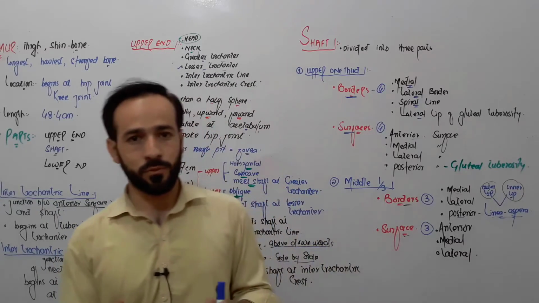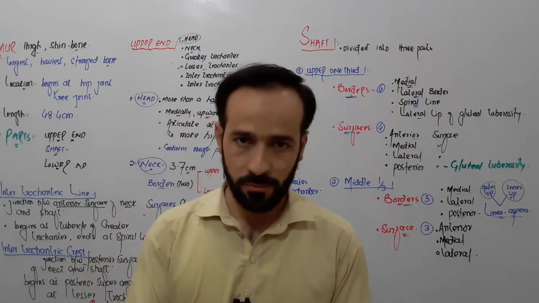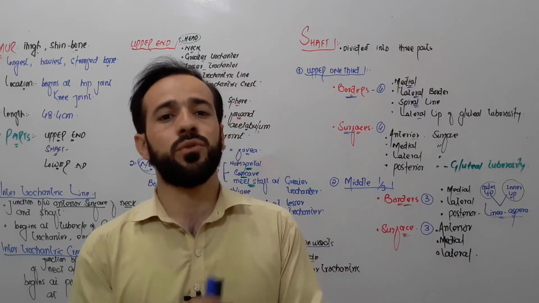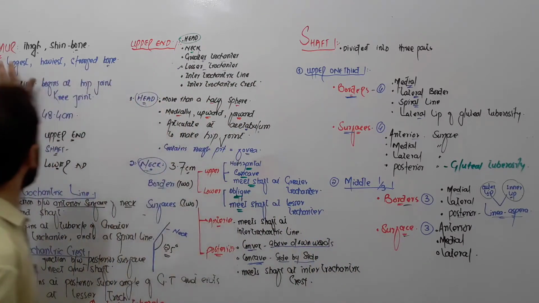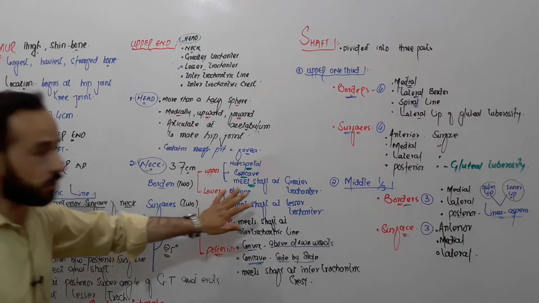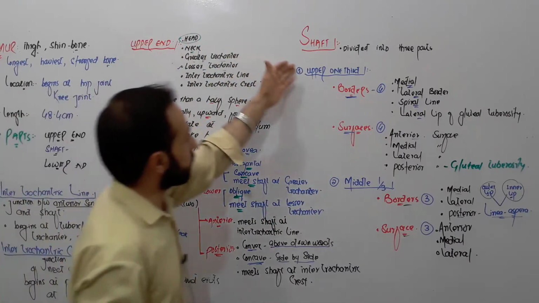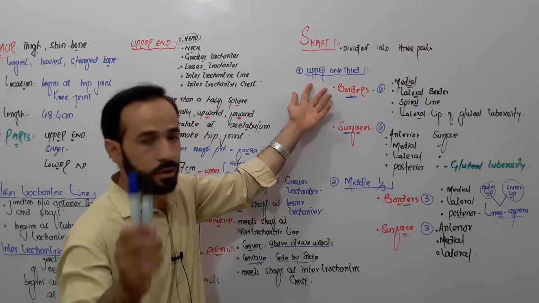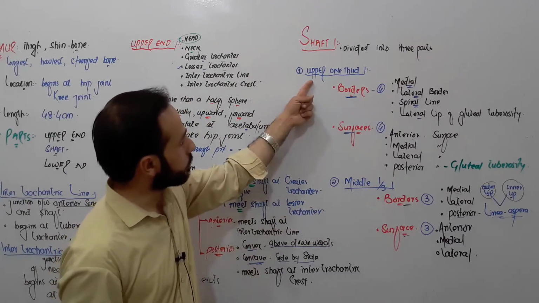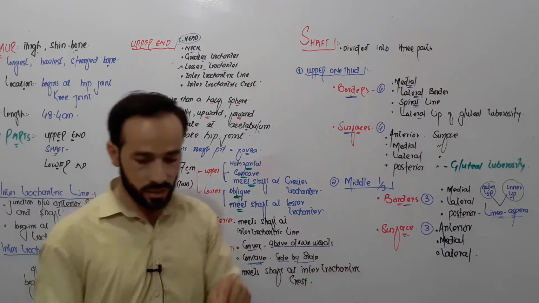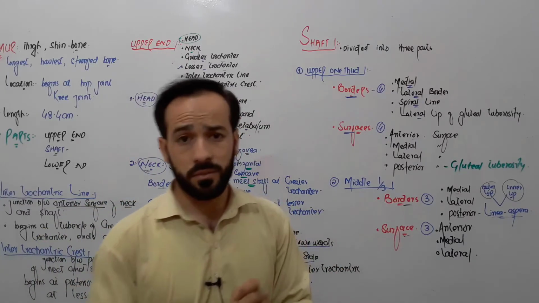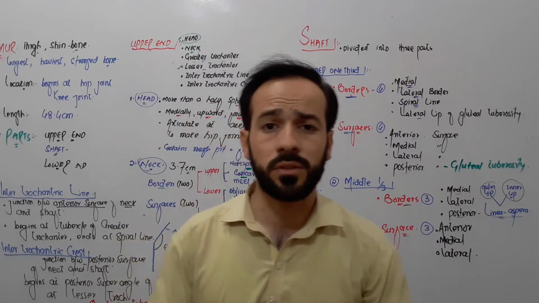My dear friends, if you are watching this video for the first time, I have a request that please go and watch the lectures regarding the femur bone. We have already discussed the upper end of the femur. Then we discussed the shaft. We have divided the shaft into three regions, the upper 1/3, the middle 1/3, and now we will discuss the lower 1/3, the markings of the lower 1/3.